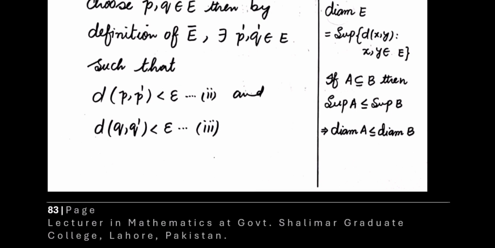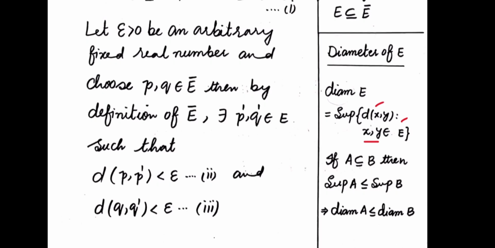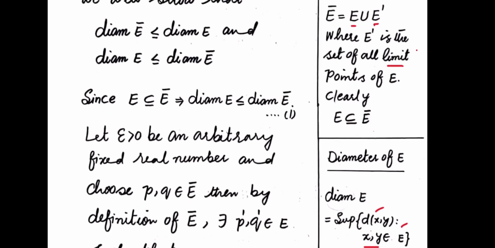Next, the diameter of set E is defined as the supremum of all the distances that can be made for any 2 points X and Y from set E. So the diameter of set E is the supremum of these distances. If you have no concept about the diameter of set E, how we can find this, you can watch my last video. In that video, I have given the brief concept of the diameter of set E.